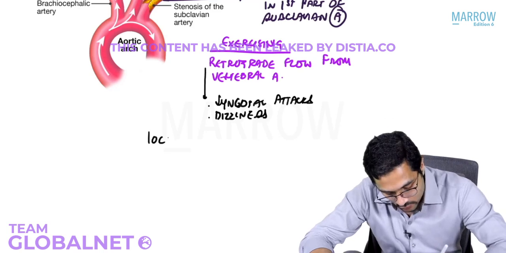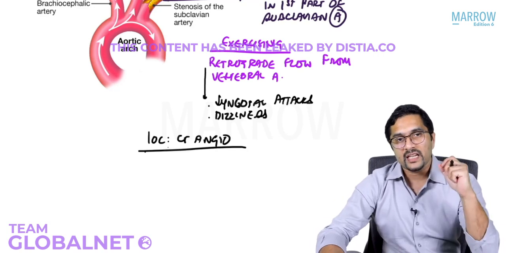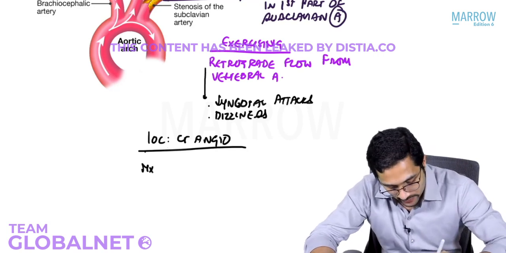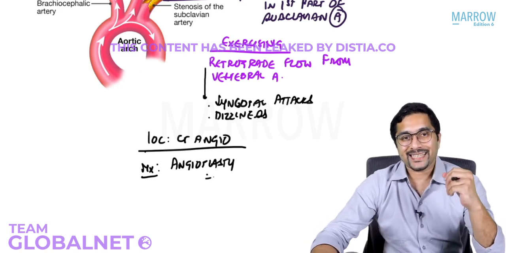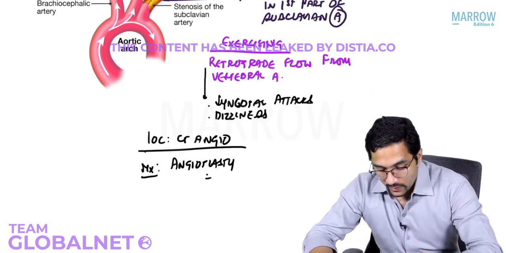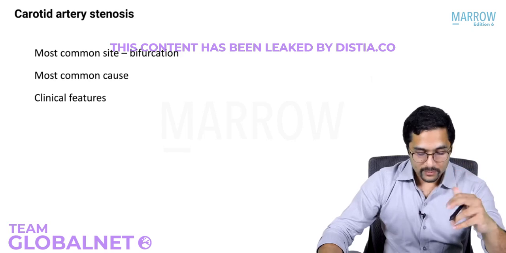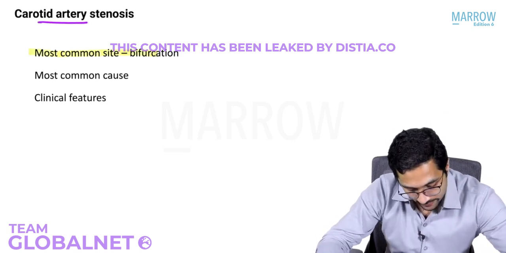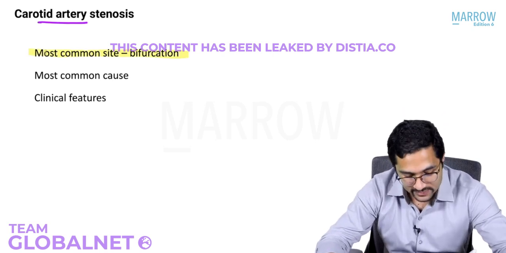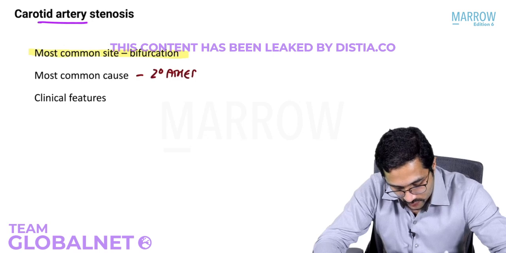The investigation of choice is CT angio, and CT angio will be able to localize the site of block. The management is angioplasty and stenting in these patients. Carotid artery stenosis is another very common problem which is encountered, and the most common site is the bifurcation of the carotid vessels, and the most common cause is that it is secondary to atherosclerosis.